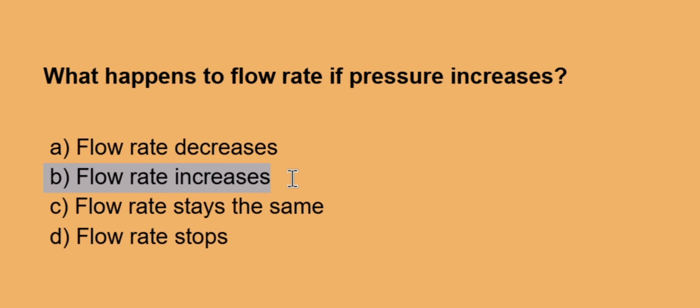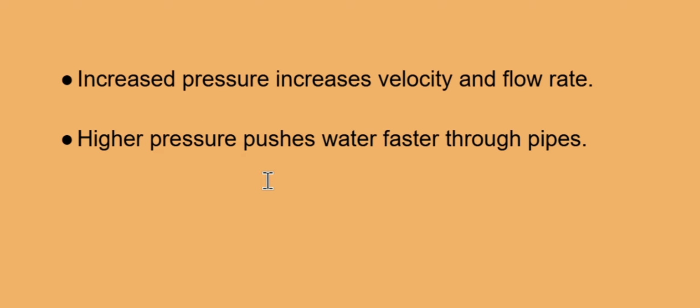So let's say you turn on a tap in your house and there's hardly any water coming out. You'll say, oh no, the water pressure is low. And when the water pressure is low, that means you're going to have a low flow rate as well, right? So as pressure increases, flow rate also increases. Higher pressure pushes the water faster through the pipes.